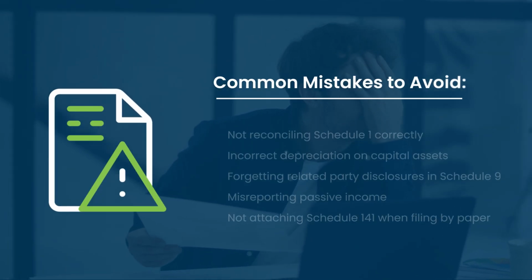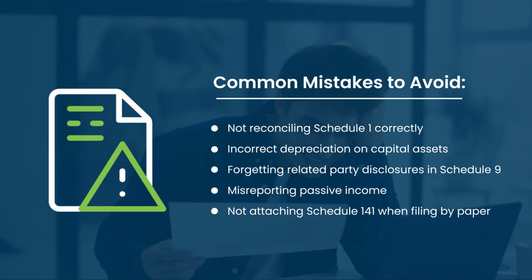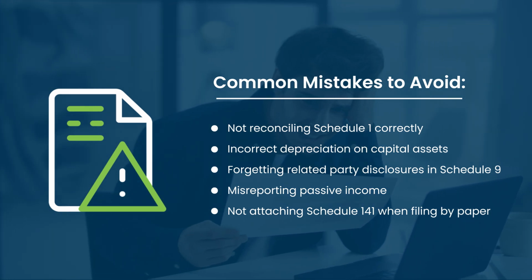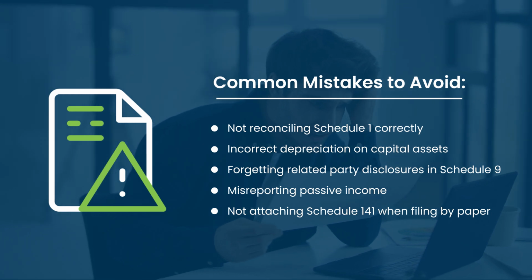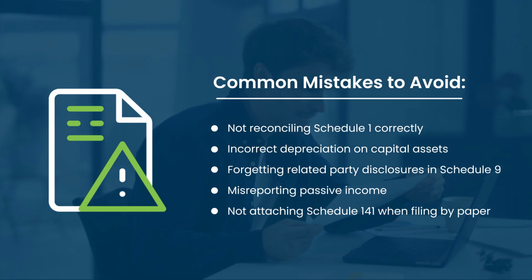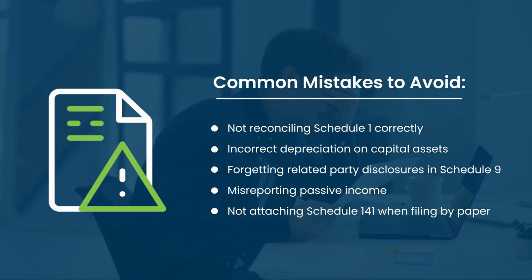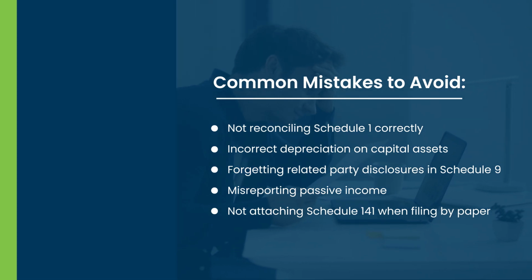Common mistakes to avoid: not reconciling Schedule 1 correctly, incorrect depreciation on capital assets, forgetting related party disclosures in Schedule 9, misreporting passive income, and not attaching Schedule 141 when filing by paper.